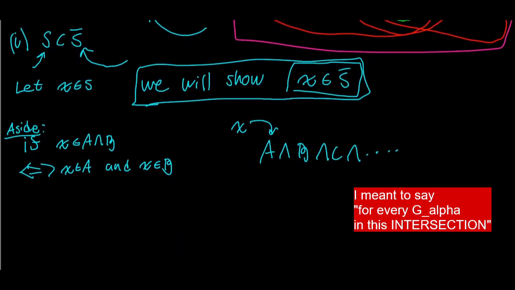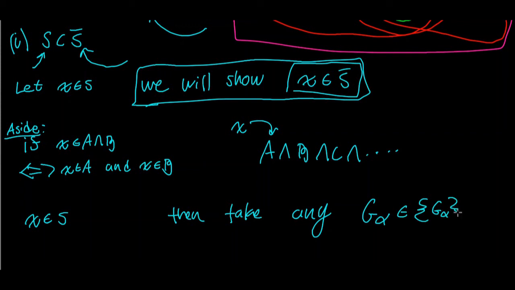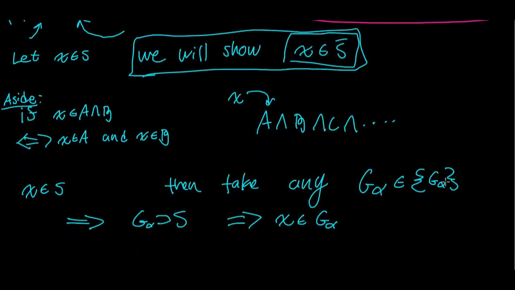So, check this out. I can do that in the following way. If X is in S, then take any G alpha in my collection of closed subsets that contain S. Well, since G alpha is a closed subset that contains S, that is to say that S is a subset of G alpha. So everything in S is also in G alpha for every G alpha in this collection of closed subsets that contain S. So since X is in S, that implies that X is in G alpha for every G alpha in this collection.